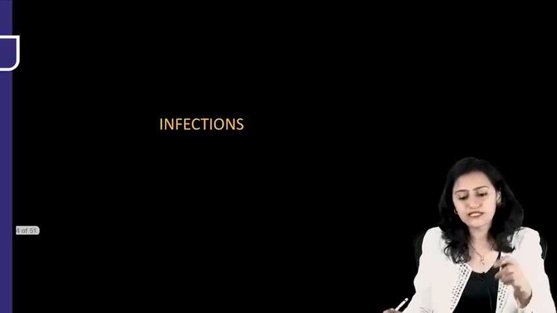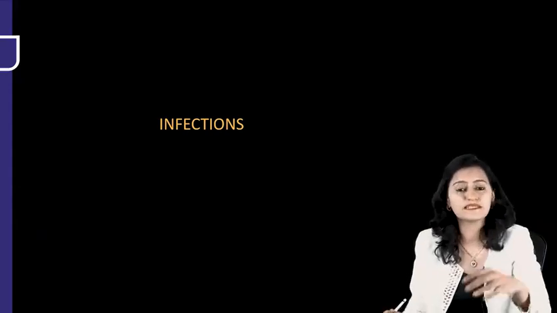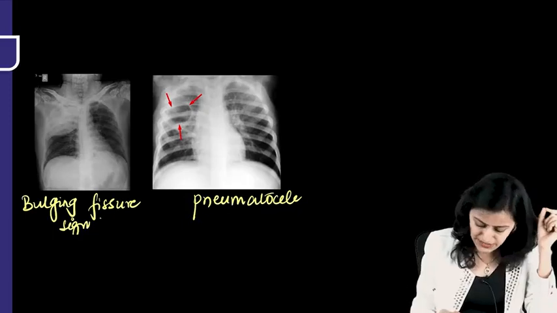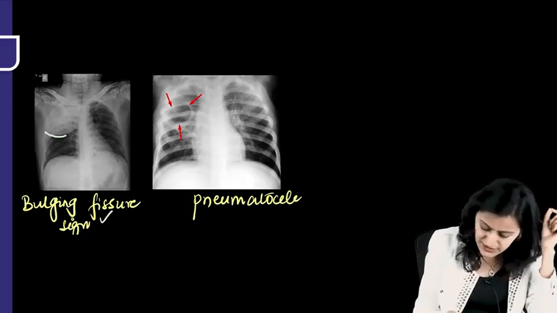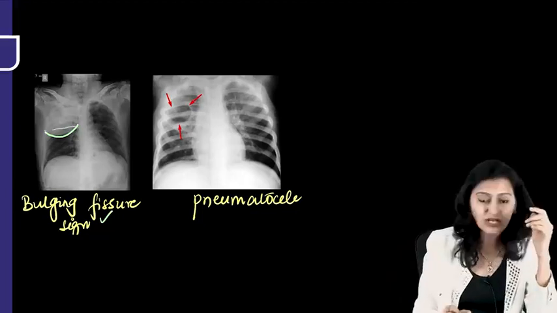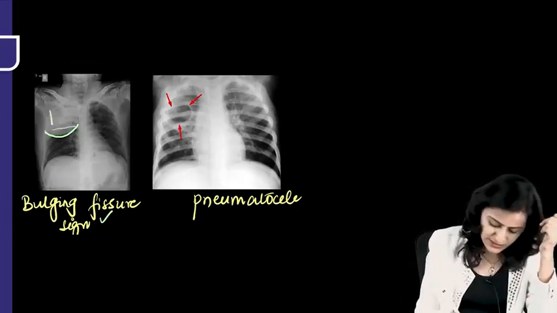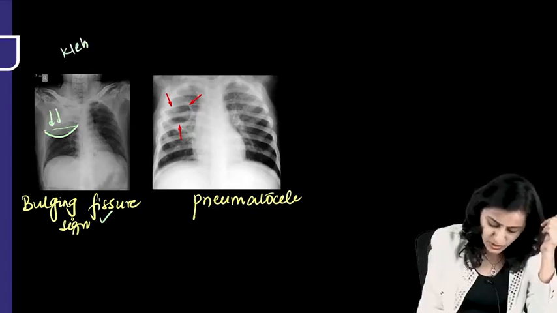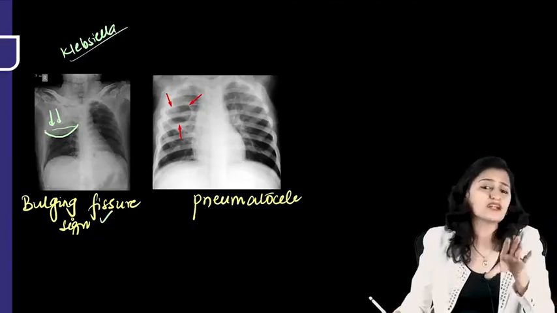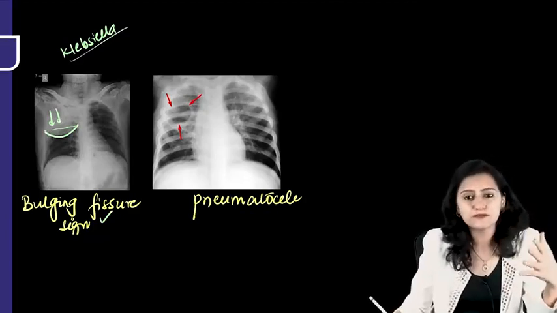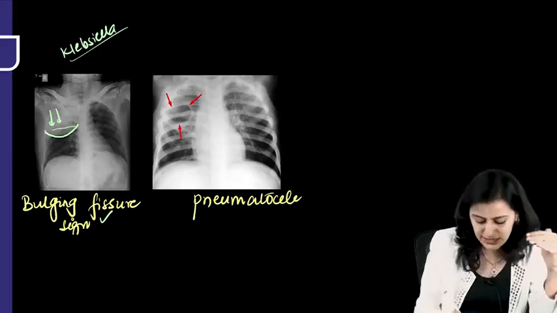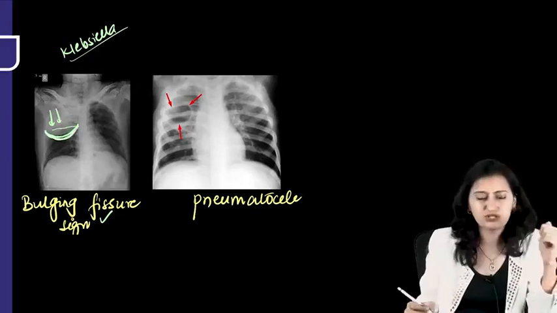Now, the next pathology that we will be seeing is infections. First one, what are we seeing here? The bulging fissure sign. Look at this horizontal fissure which is bulging down. Normally it should be horizontal. Why is it bulging down? It's because of Klebsiella pneumonia. Klebsiella, also called Friedlander's bacillus, has a lot of mucoid colonies and viscous sputum that cause pressure on the fissure and cause the bulging. So the bulging fissure sign is Klebsiella.